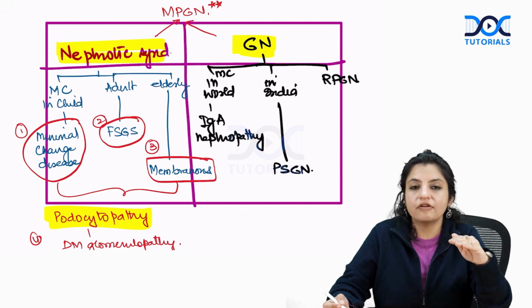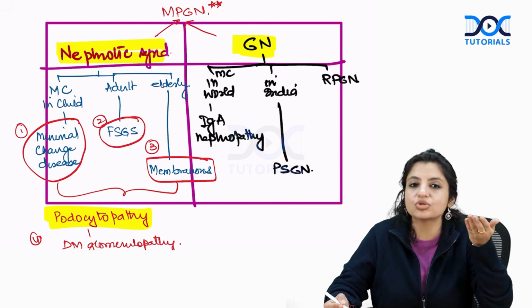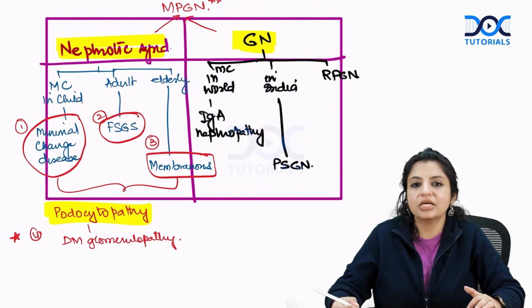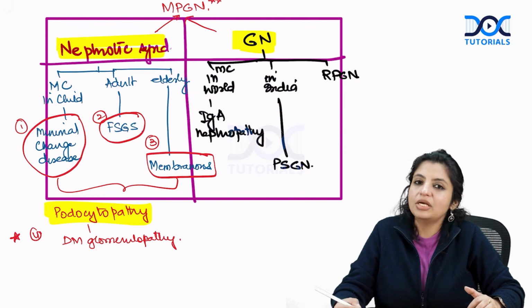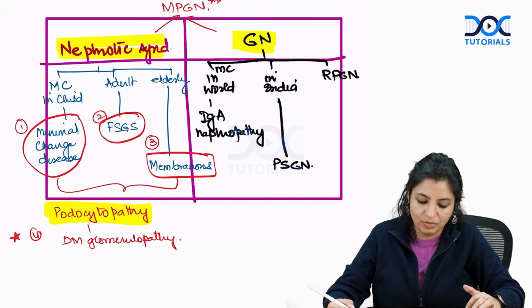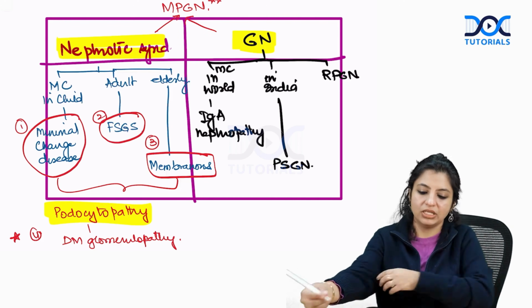Remember, the majority of nephrotic syndromes are because of damage to the podocytes, so they are called podocytopathies. One more point to be added in podocytopathies: diabetic nephropathy. So diabetic nephropathy is also a podocytopathy. If somebody asks you what all are the podocytopathies: minimal change disease, FSGS, membranous nephropathy and diabetic nephropathy.